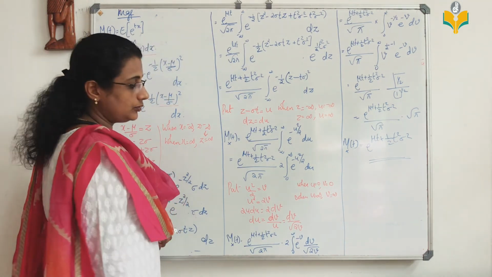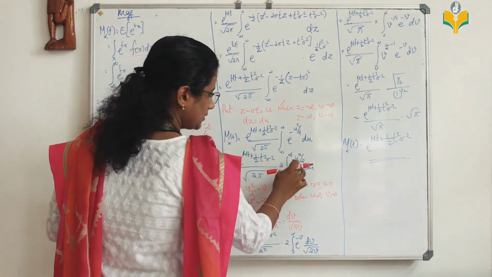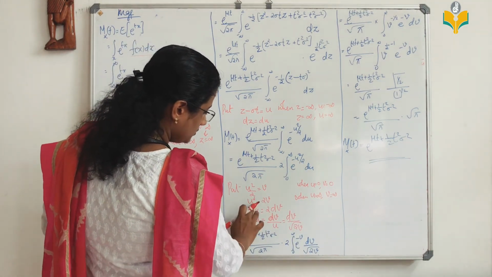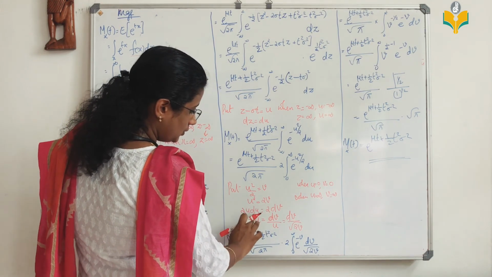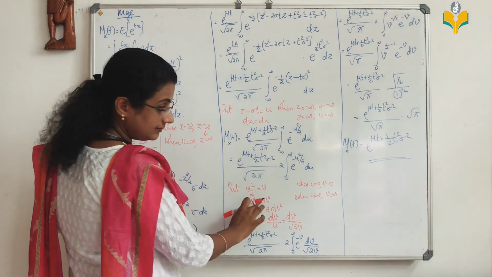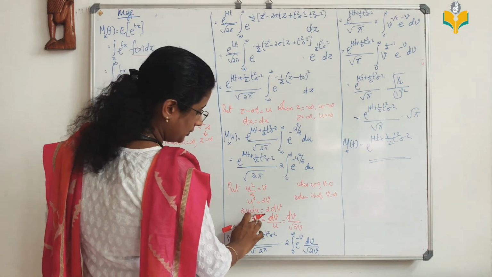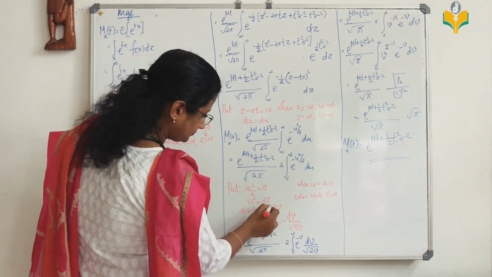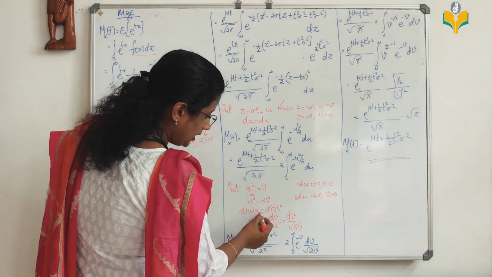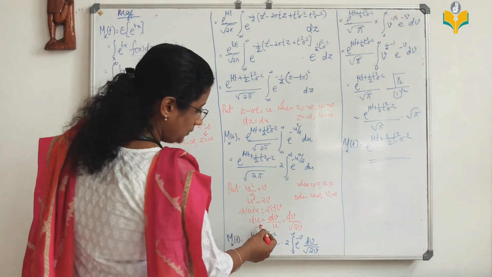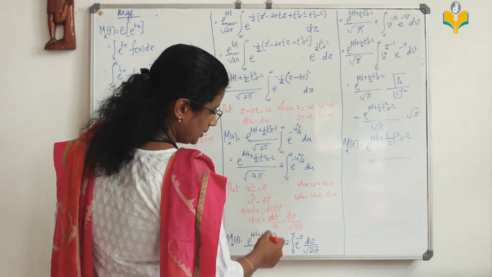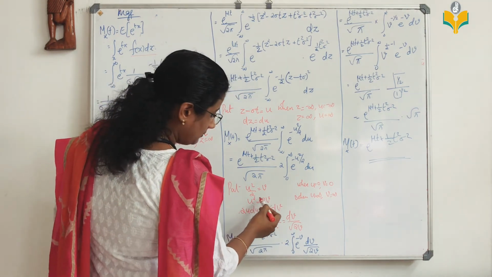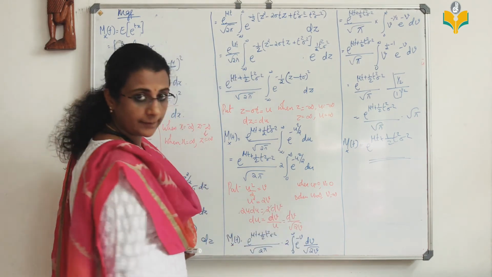Now again I want to substitute u square by 2 as v. u square by 2 equal to v. u square will be 2v. I differentiate u square as 2u du equal to 2 dv. 2 and 2 will be cancelled. So u du equal to dv, du equal to dv by u. Instead of u, we want to write u square is 2v, so u will be root 2v.